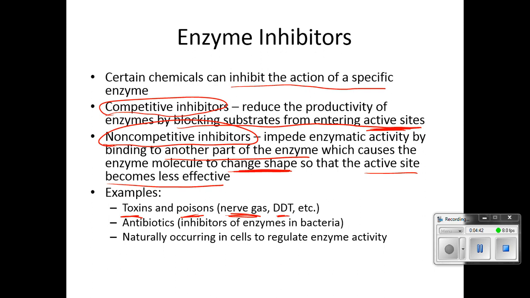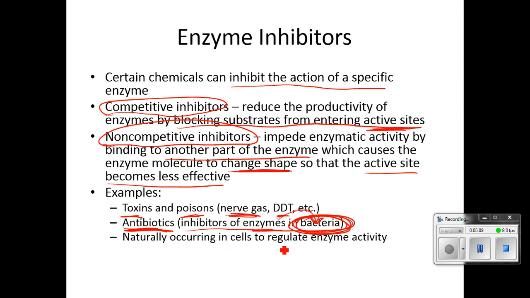DDT, I think, was a pesticide that was used long ago. Antibiotics, well, they're actually not hurting you when you take them. They are actually inhibitors of enzymes in bacteria. That's one way that they kill the bacteria, is they inhibit the enzymes. Well, if enzymes make chemical reactions happen in the bacteria, then if we inhibit the enzyme's activity, it's not going to allow that bacteria to survive.